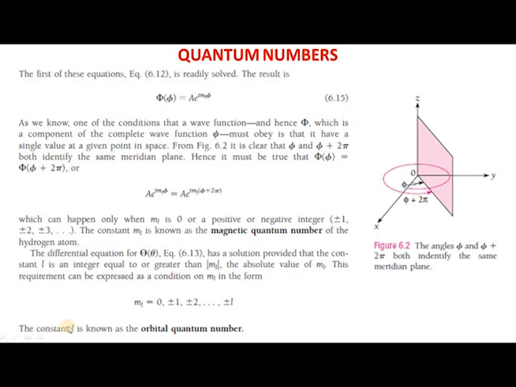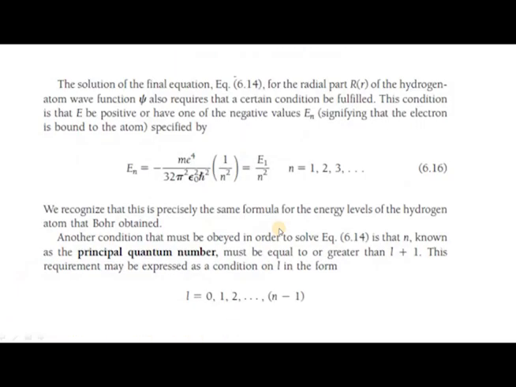Okay, so this constant L is known as the orbital quantum number, ML is called the magnetic quantum number, and you have one more equation, the third equation, the solution of which is the radial part equation of the hydrogen atom, along with the azimuthal part equation and the zenith angle equation. This equation also requires the wave function psi to satisfy a certain condition, and this condition is that E be positive or have negative values.